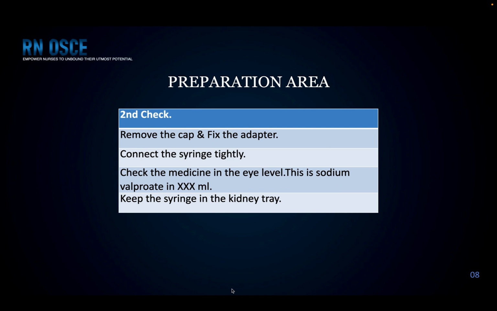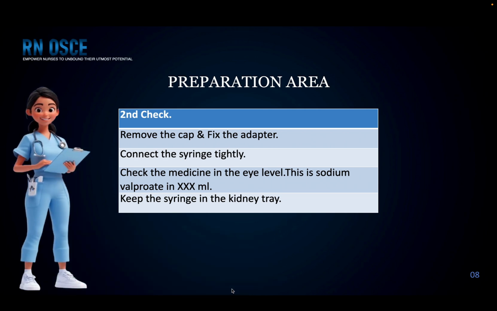Once you take the medicine, you have to remove the cap appropriately and fix it with an adapter, which will be available over there. Once done, connect the syringe tightly with that adapter. Check the medicine at eye level, and verbalize: this is sodium valproate, available for my patient in so and so ml. Keep the syringe and place it in a kidney tray. So you draw the medication into the syringe, look at it at eye level and place it on the tray. Second check finished.